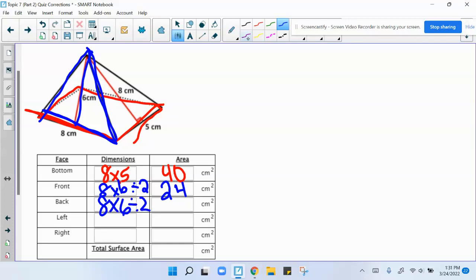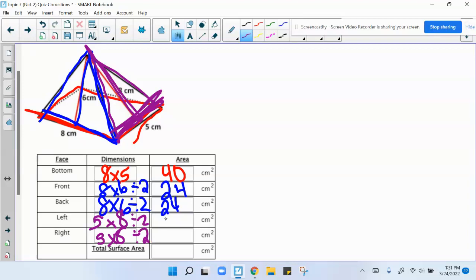Now let's look at the left and right. I'm going to highlight my left side and my right side in purple. The base is going to be 5, and the height is going to be 8. Sorry, this kind of looks like a hot mess, but you guys get the picture. 5 times 8 divided by 2, again, because triangles are divided by 2. 5 times 8 is 40, divided by 2, each of those would be 20.